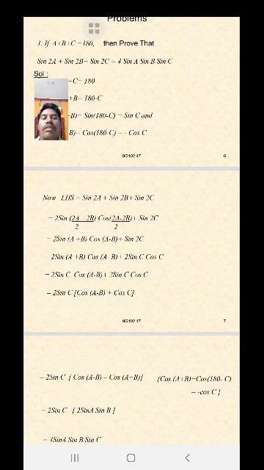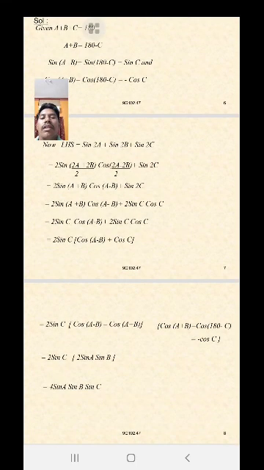Now take the LHS and use the formula of sin C plus sin D for the first two terms of the LHS. After applying the formula, it will be like this: 2 sin(A plus B) cos(A minus B) plus sin 2C. Use the sin 2A formula, that is 2 sin A cos A. In place of A, assume it is C. So we write 2 sin C cos C.